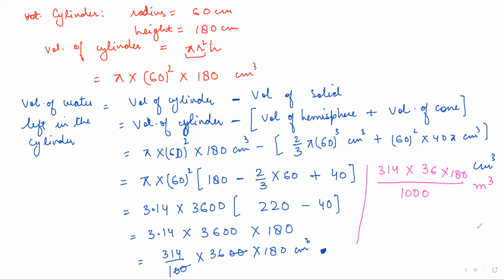Is that okay? Till here the answer was in centimeter cube. Now, if I'm dividing this by 1000, my answer will be in meter cube. Is that understood? Okay. So now one more zero cancels out. Now multiplication, there's no other option. Please multiply quickly.